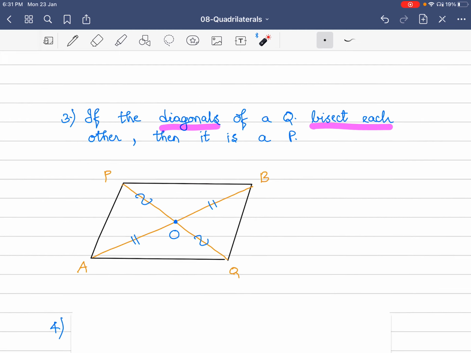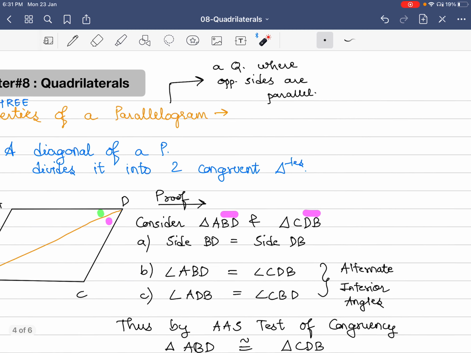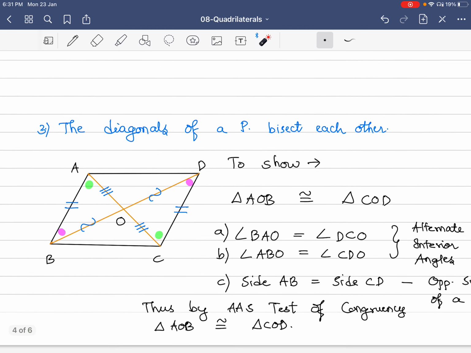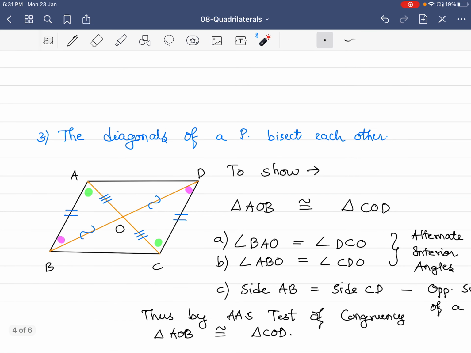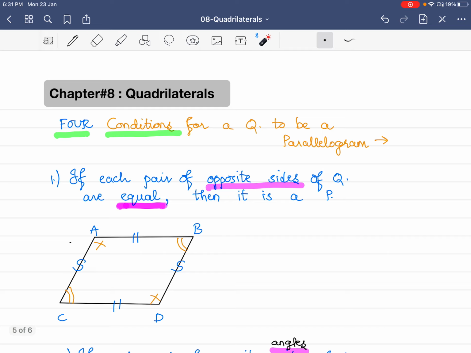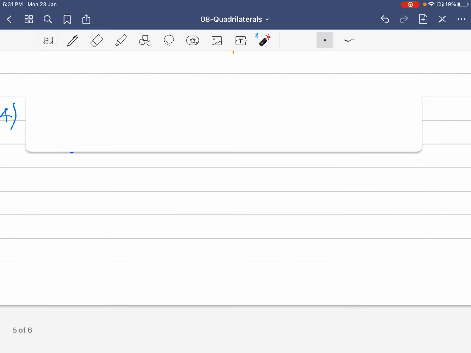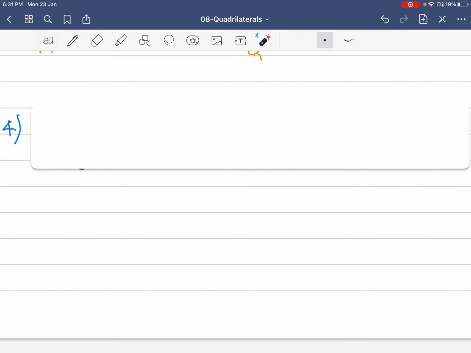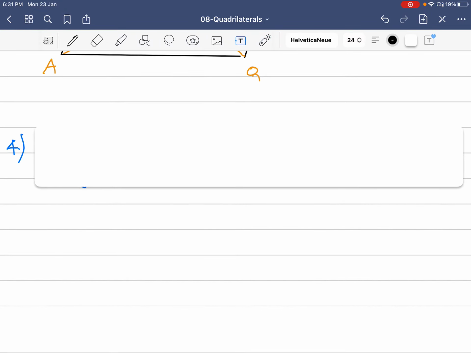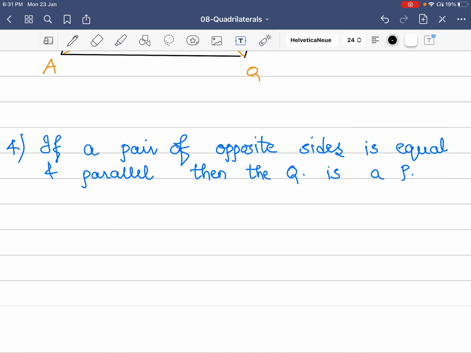Once again, this condition is the converse of the previous property of a parallelogram, which reads, the diagonals of a parallelogram bisect each other. So if a parallelogram is given to you, the diagonals will bisect each other, and the converse statement is, if the diagonals bisect each other, then the quadrilateral has to be a parallelogram. So these are the three conditions we saw, which are in fact converses of the properties of a parallelogram. Now let's see the last condition, which is not the converse of a property of a parallelogram.